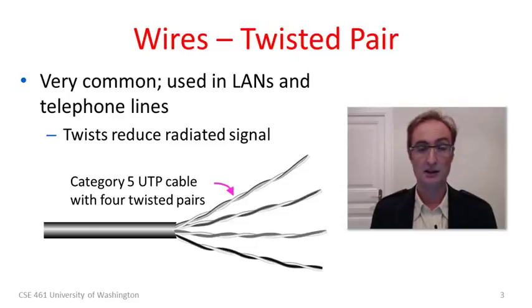The twisted pairs, each one is literally 2 wires twisted around. The signal is carried as a voltage differential across those wires, and they're twisted just to help reduce the interfering RF signal that's radiated. At least they reduce the radiation of that signal, and by reducing that we reduce the interference between adjacent pairs of wire.